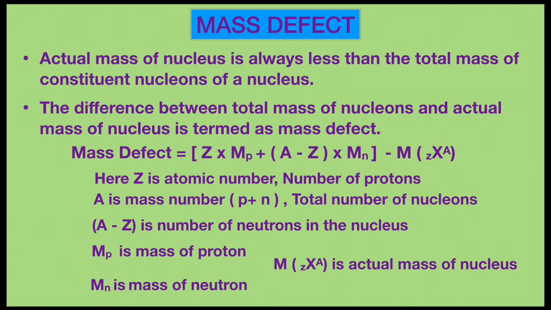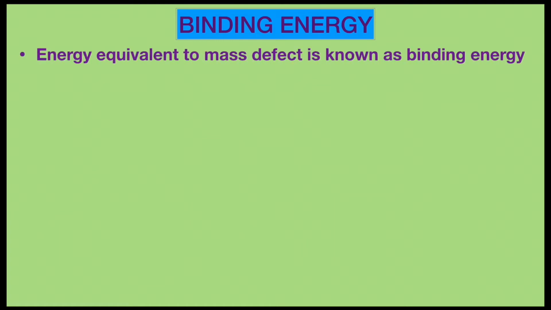Now the question arises, where has this mass gone? The difference we have seen here, but ultimately where has this mass gone? So this mass is converted into energy, and another important term here is binding energy. Whatever mass defect we get is converted into energy, and that energy is known as binding energy. So the energy equivalent to mass defect is known as binding energy.